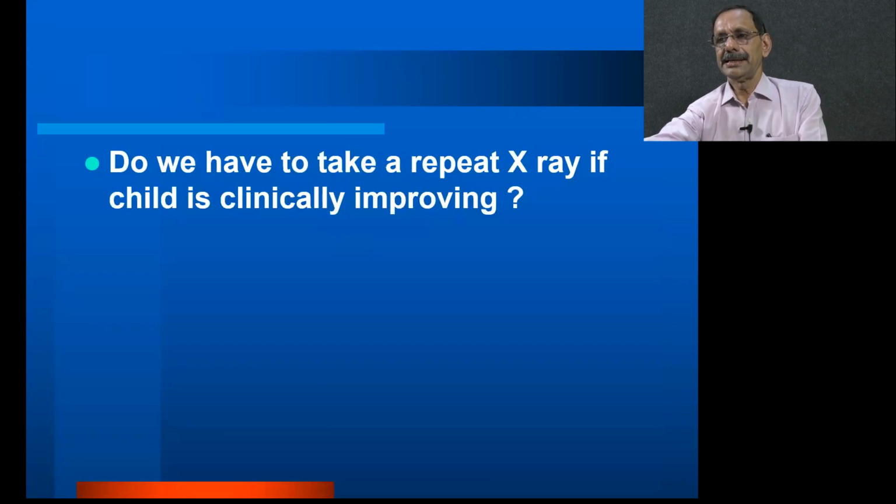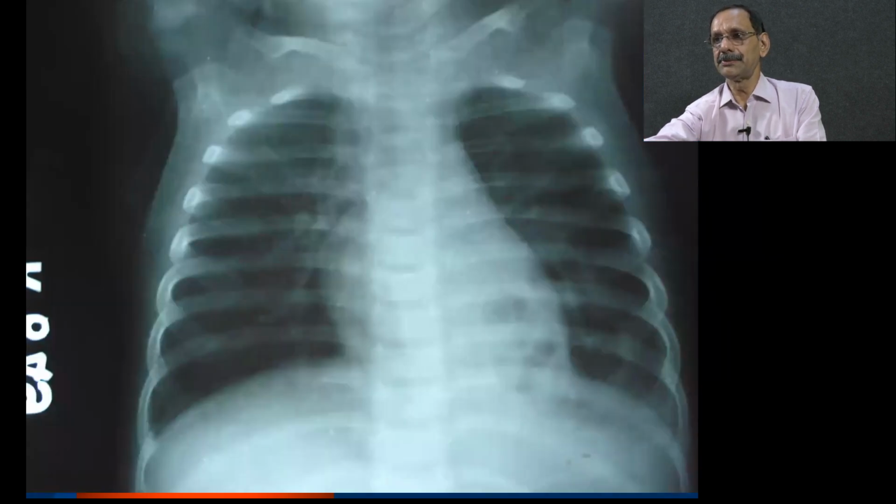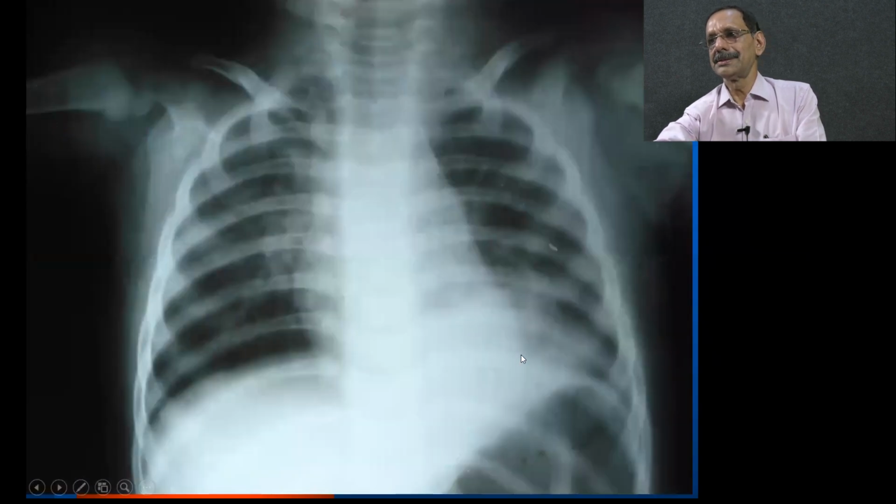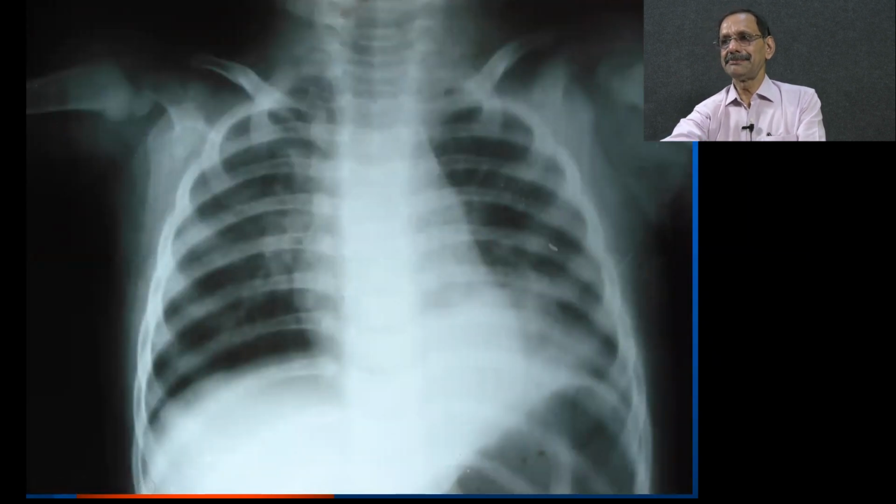Now, before I sign off, this is one important message. You should not repeat an X-ray in a clinically improving child with pneumonia. This is the X-ray with which the pneumonia was treated, and yes, of course there are lucencies inside, and this is the small opacity there. And after the child clinically improved, this is the X-ray. So it doesn't mean that the child is deteriorating. It takes time for the X-ray to improve.